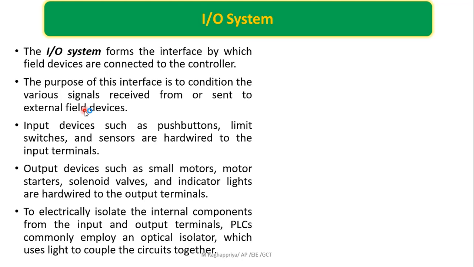So there should be some kind of conversion of signals from the input devices to the processor, and again from the processor to the field devices. That is done with the help of this IO system. The input devices can be push buttons, limit switches, sensors, etc. Output devices can be small motors, motor starters, solenoid valves, indicator lights, etc. These are some of the output devices.